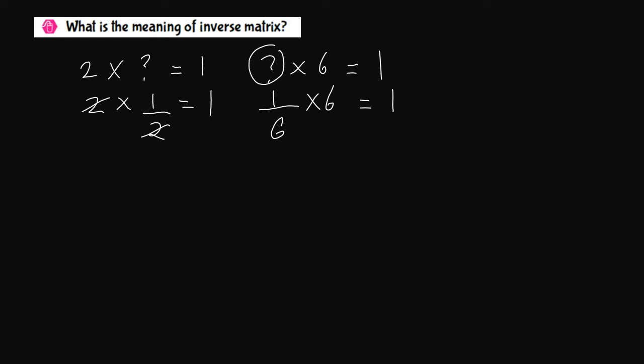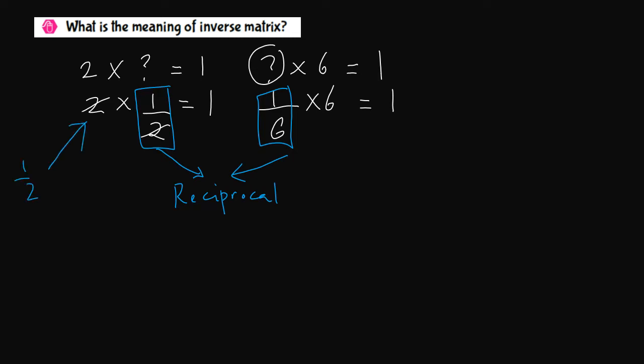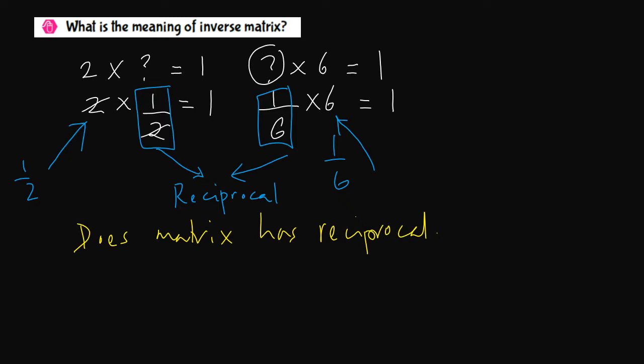So class, these numbers 1 over 2 and 1 over 6, we call the reciprocal of that number. So 1 over 2 is the reciprocal of 2. 1 over 6 is the reciprocal of 6, right? So does a matrix have a reciprocal? What do you think? Does a matrix have a reciprocal?